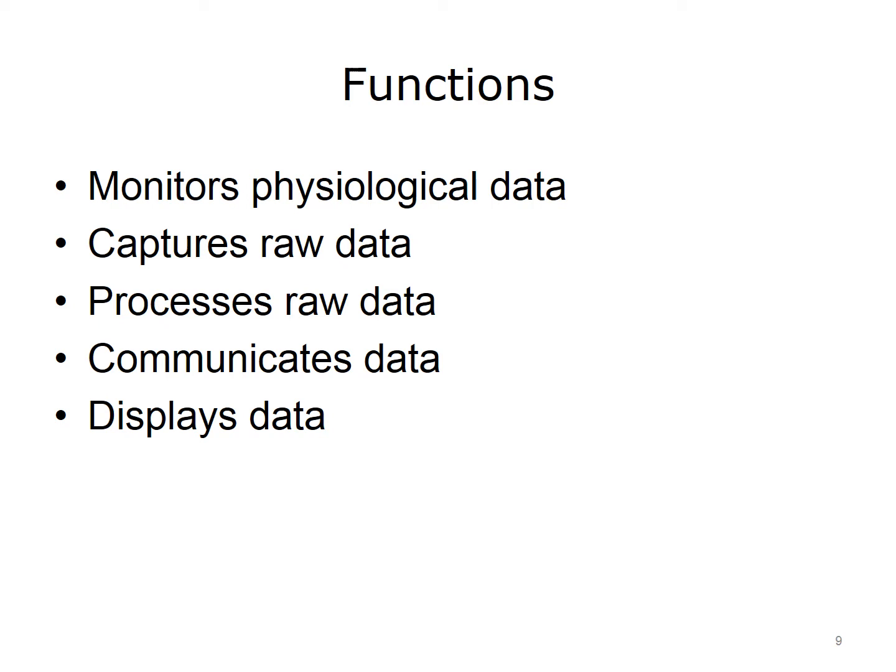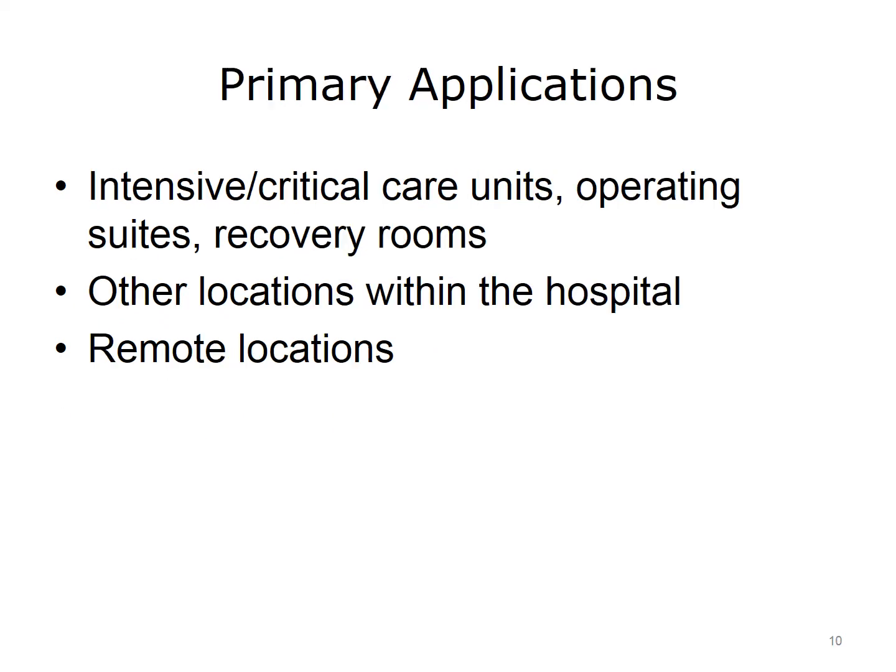Next will be a discussion on the primary applications and how automation can improve quality of care. There are patient monitoring systems internal to the hospital infrastructure. There are also remote patient monitoring systems for use in other locations, such as the patient's home. Some of the more common primary applications for patient monitoring systems are found in the hospital's intensive care unit, critical care unit, operating suites, and recovery rooms.